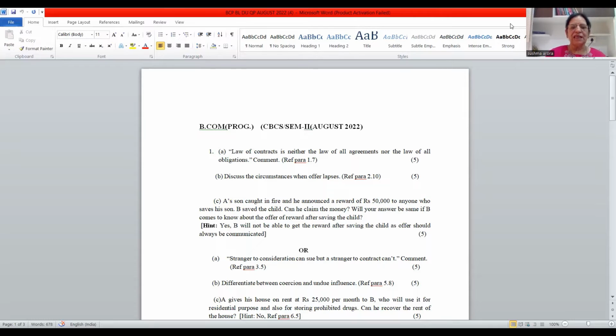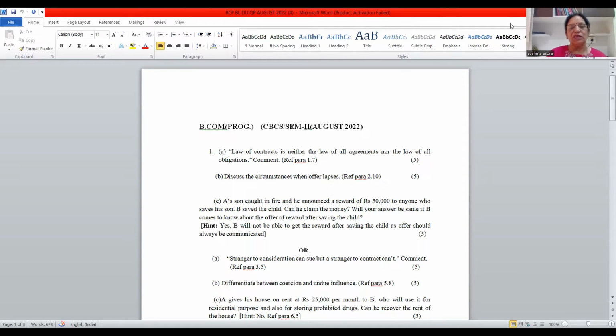B saved the child. Can he claim the money? Will your answer be the same if B comes to know about the offer of reward after saving the child? The answer is positive. We will not be able to get the reward after saving the child, as the offer should always be communicated. Friends, the offer should always be communicated.